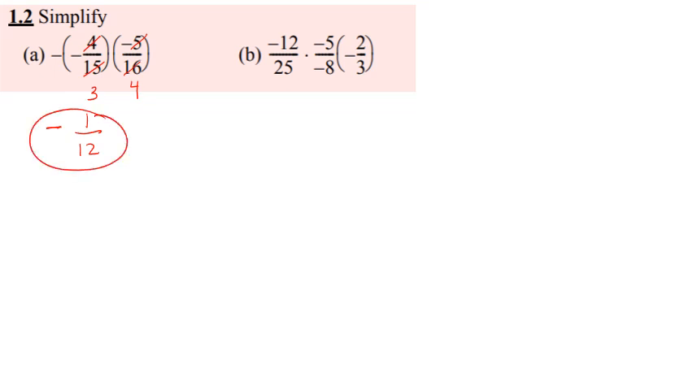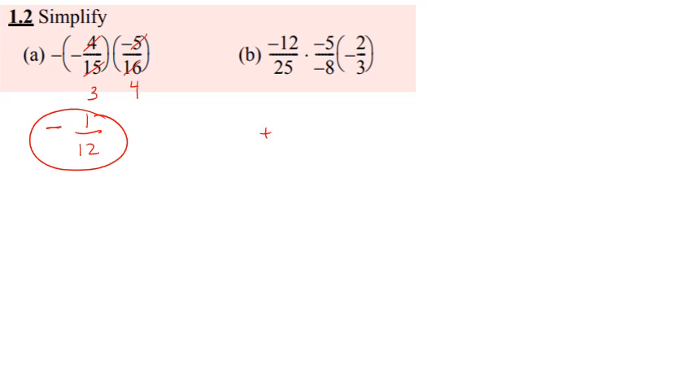Okay, the next one. This one is meant to trip you up. This second fraction is positive. When you have two negatives, they turn into a positive. So this negative with this positive is a negative, and this negative with this negative is a positive. So my final answer, I know, is positive. So let me get rid of that, and I'm just going to write a little positive sign here so I know my final answer is positive.